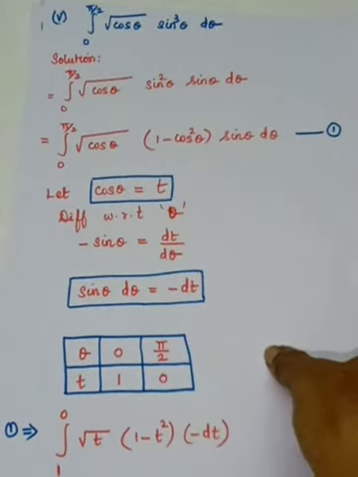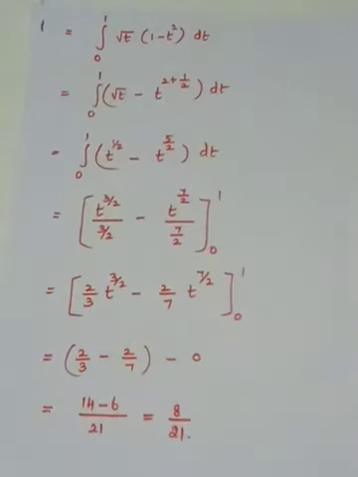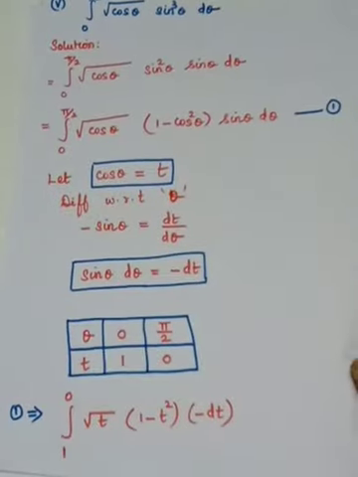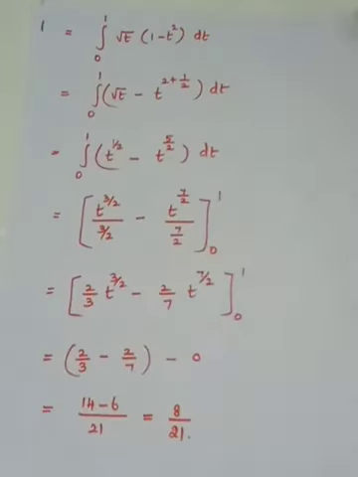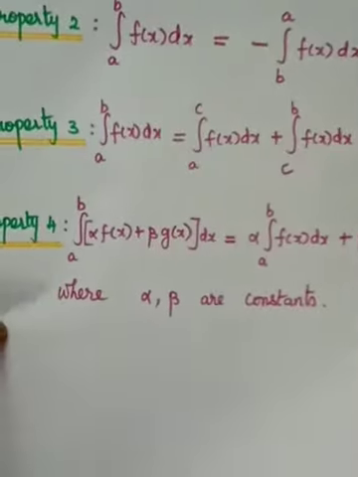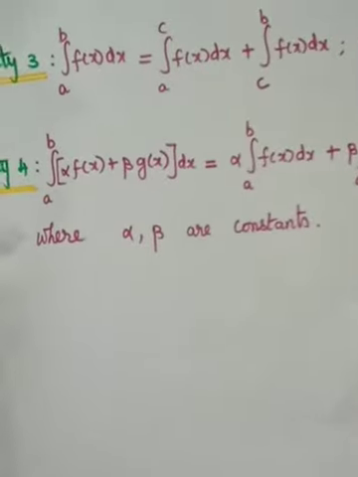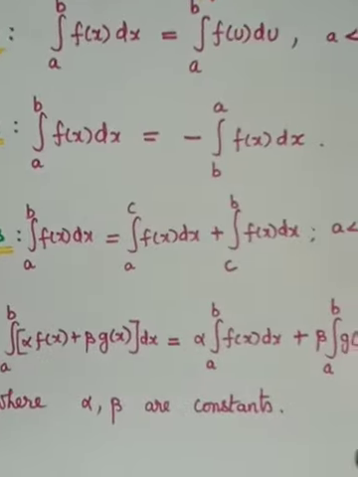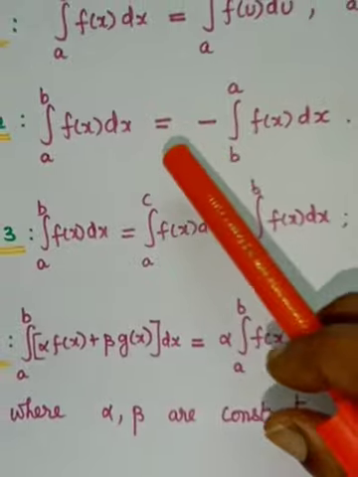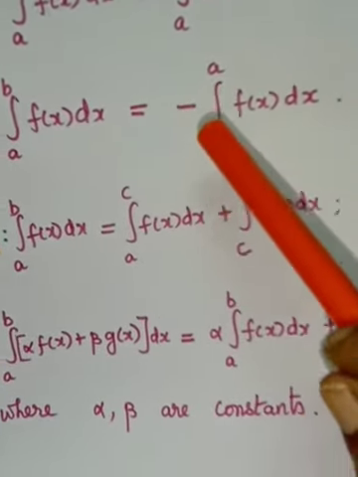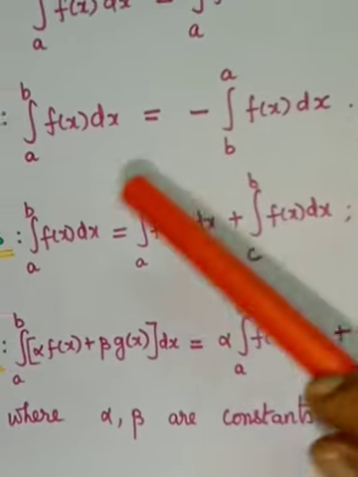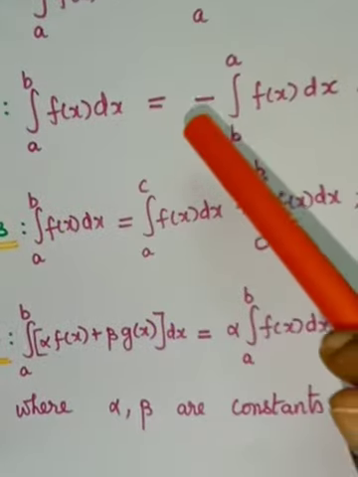Using the properties of integrals, see that here the limit is 1 to 0. Now I change the limit as 0 to 1. So the upper limit and the lower limit are interchanged according to the property. You see property 2: integral a to b f of x dx is equal to minus integral b to a f of x dx. If you want to change the limit, you have to write minus.